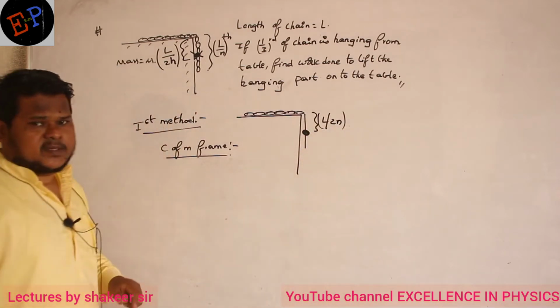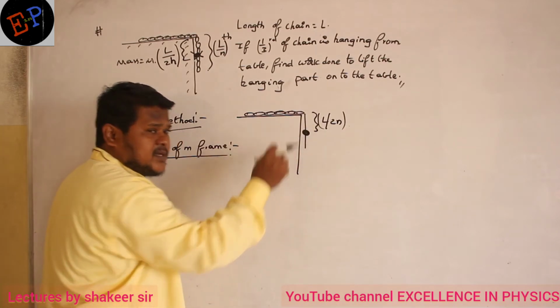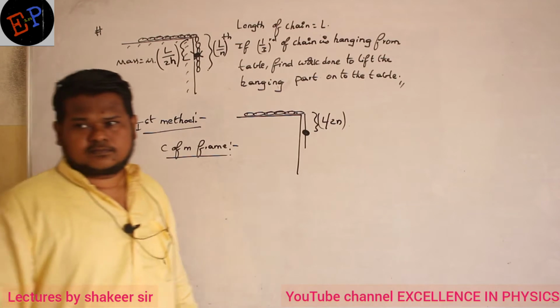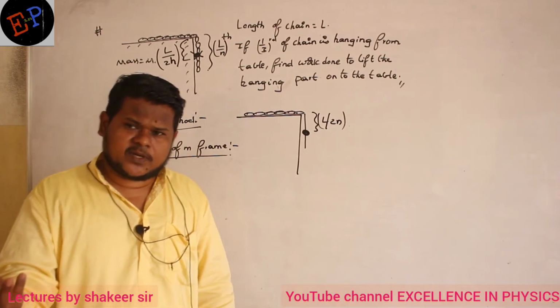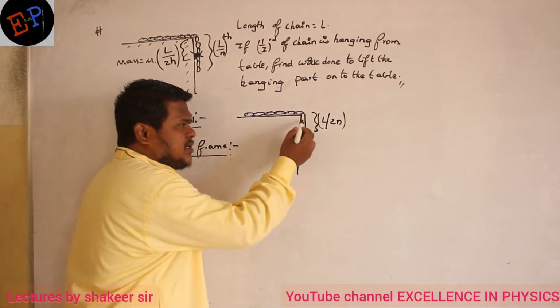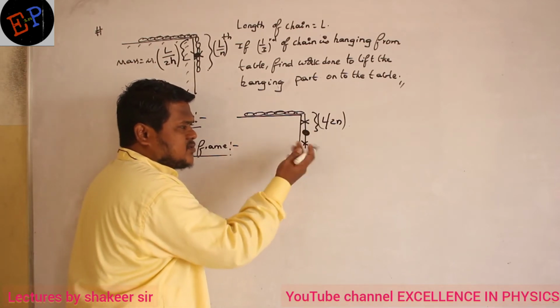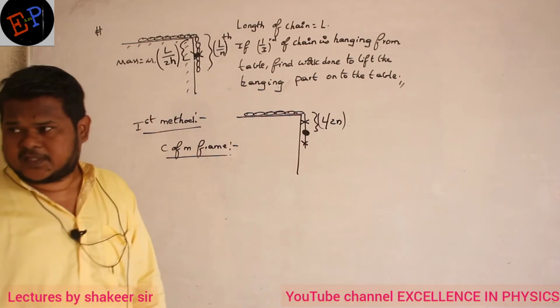Understood, right? So now this hanging part of the chain, it is behaving like what body? It is behaving like a point mass. Are you able to understand, ma? Why is it behaving like a point mass? Because we have taken the concept of center of mass. Now here also there is no mass, here also there is no mass. Mass is totally present here. That is the concept of center of mass.